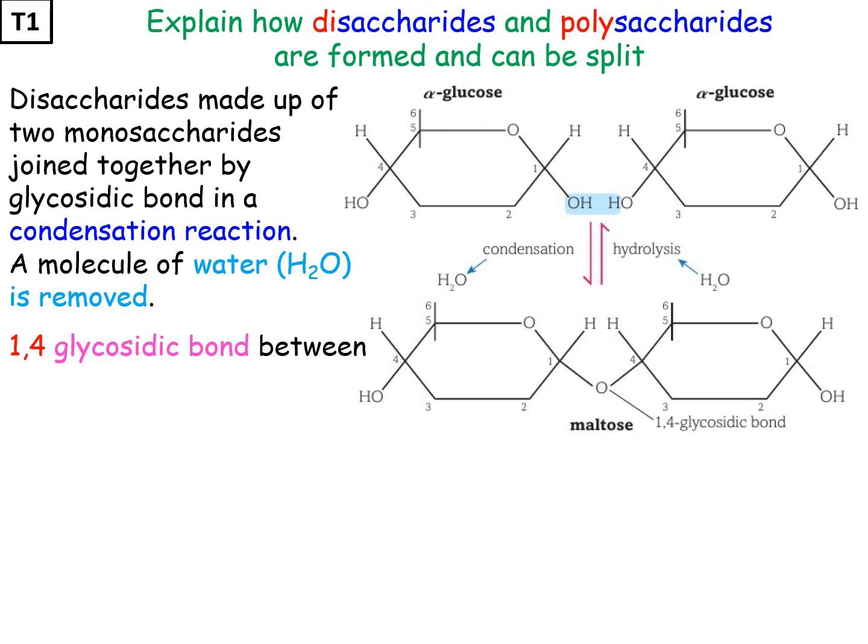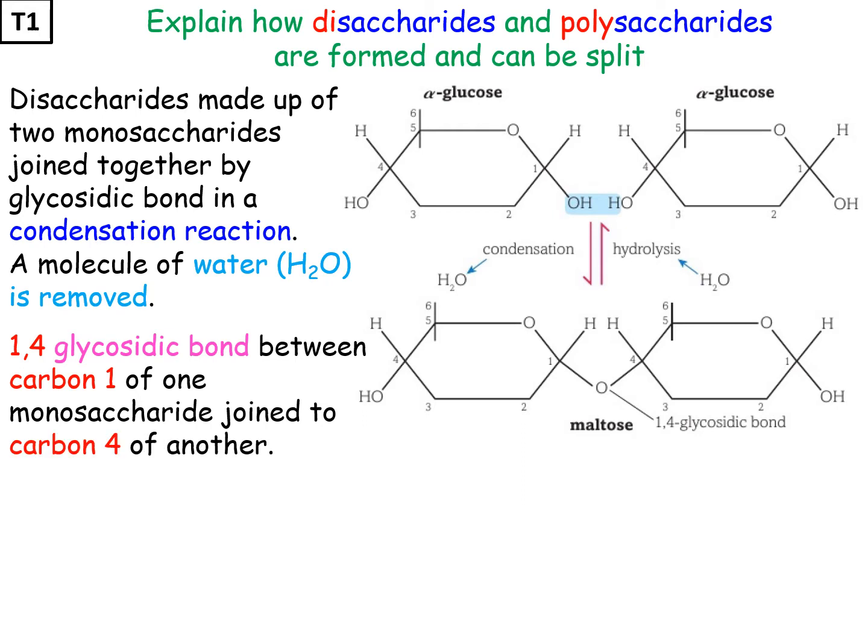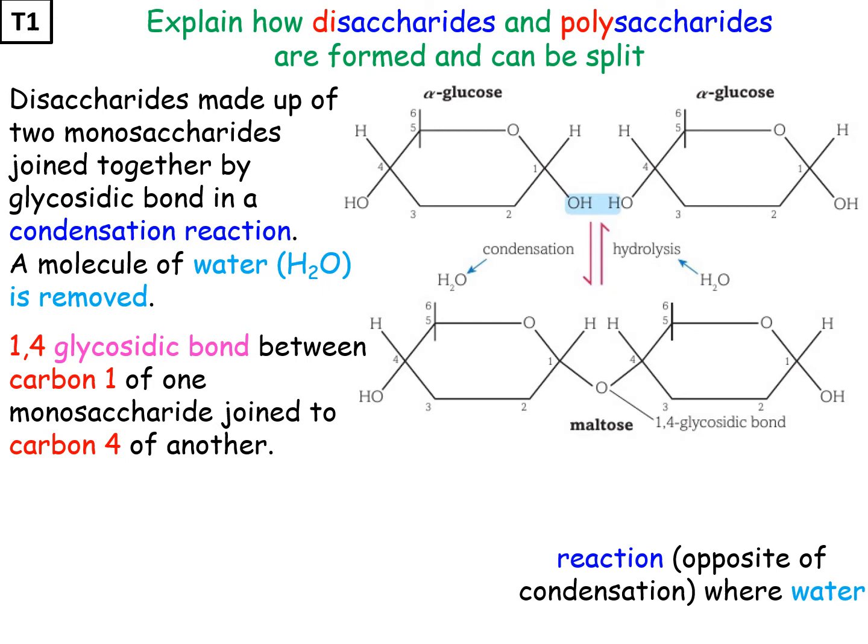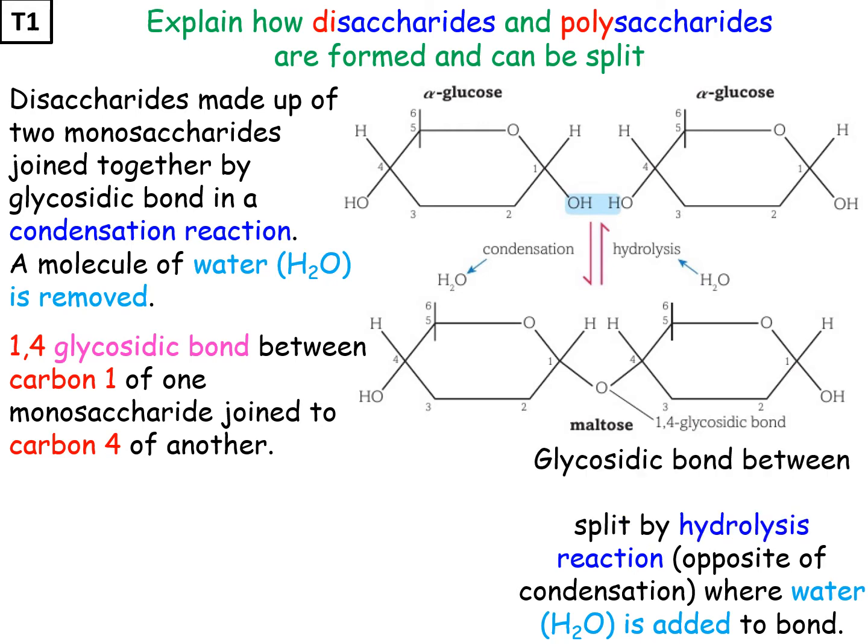The glycosidic bond that forms between the 2 alpha glucose is a 1,4 glycosidic bond because it forms between carbon 1 of one monosaccharide, one of the alpha glucose, joined to carbon 4 of another. There is an opposite reaction to condensation, and this is where a water molecule is added to the glycosidic bond. So when you add water to a disaccharide, when you're adding it to the glycosidic bond, this is known as a hydrolysis reaction.